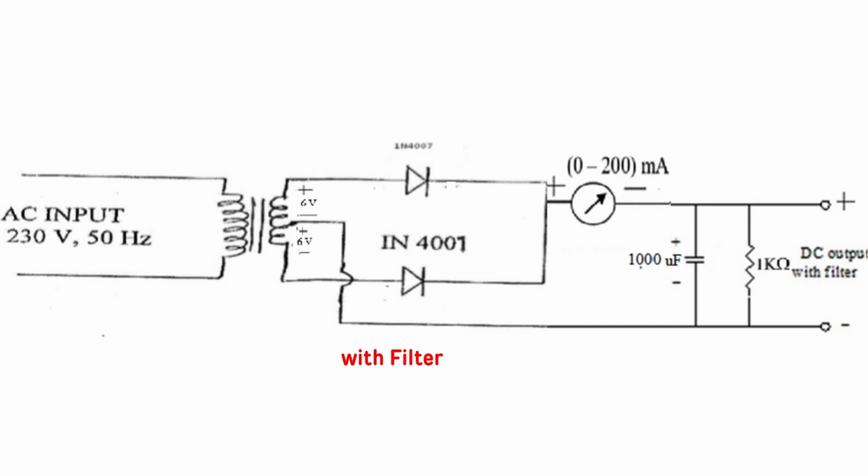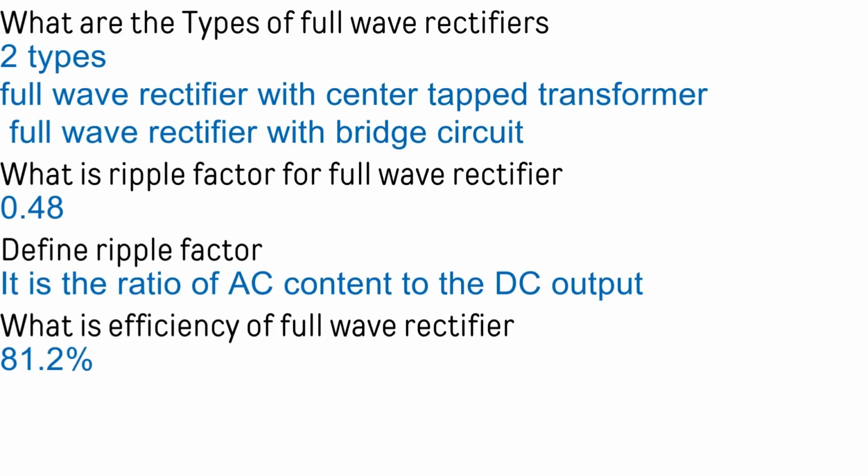Now here we will be placing a capacitor filter of value 1000 microfarads, connected at the DC output, across the 1 kilo ohm resistor. Now what are the different types of full wave rectifiers? There are two types: full wave rectifier with center tap transformer, and full wave rectifier with bridge circuit. Now we are performing the experiment on full wave rectifier with center tap transformer.